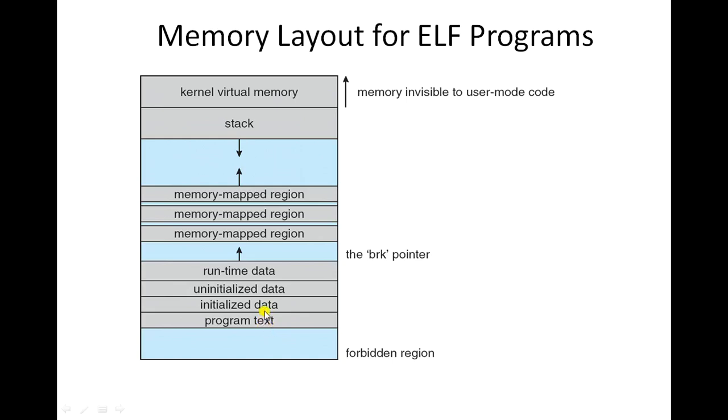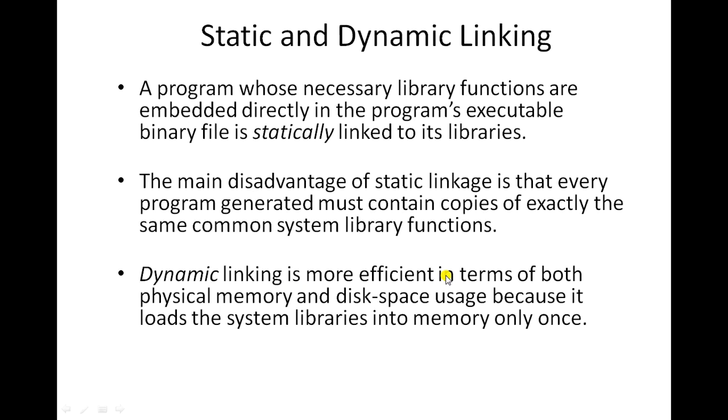we'll have different segments in the memory, like program text present in the text segment, followed by the initialized data segment, where the initialized data of the program is present. After that we have the uninitialized data segment, where the uninitialized data of the program is kept. And we have the runtime data, so the data which is generated during execution of the program will be stored here. That is called runtime data. It basically comes under the heap area, and it is going in the upward direction. And below this there is a region that is called the forbidden region.